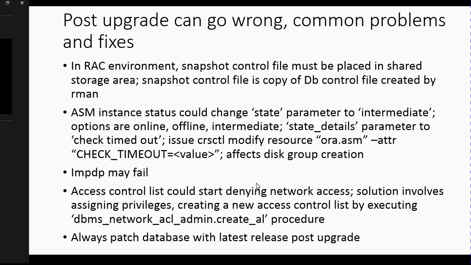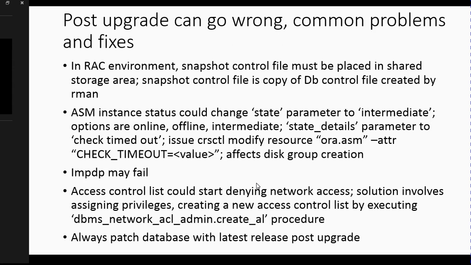And also in terms of post upgrade, there is the ASM instance. The state of the ASM instance might change. When you're checking the ASM instance, remember that the ASM instance is a resource. So you would run crsctl config, then resource, and then type in the ASM. It gives you a reading of the different attributes for the ASM. It shows you what the state is and what the state details are.